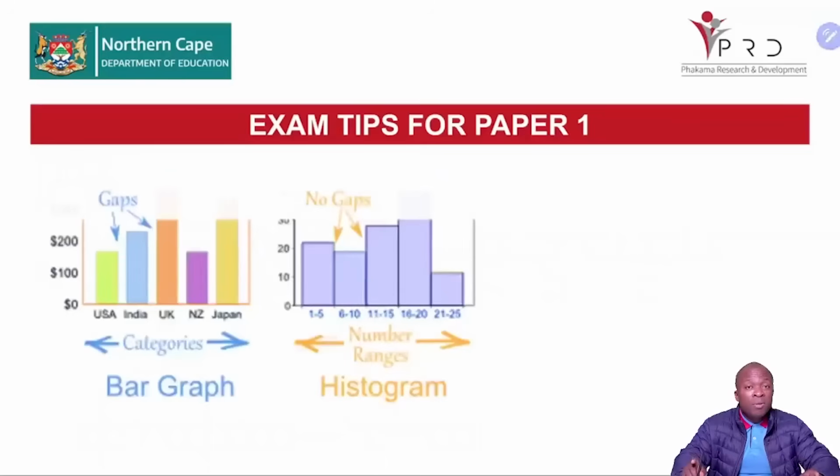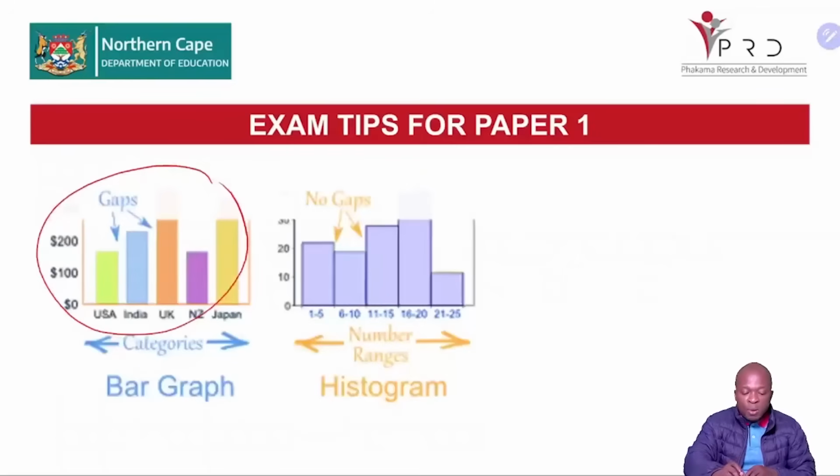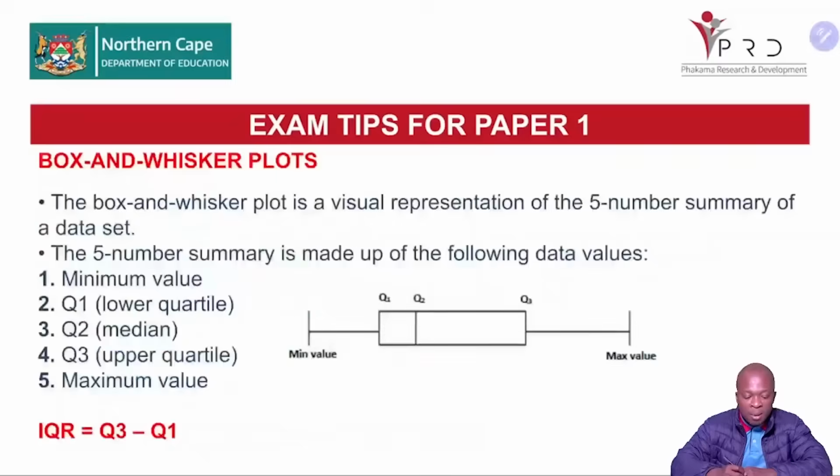Now I want to give you a difference between bar graph and a histogram. When you have bar graph, there are gaps, there are spaces. This is a bar graph, okay? And then this one is what? A histogram. There is no spaces. Are we together?